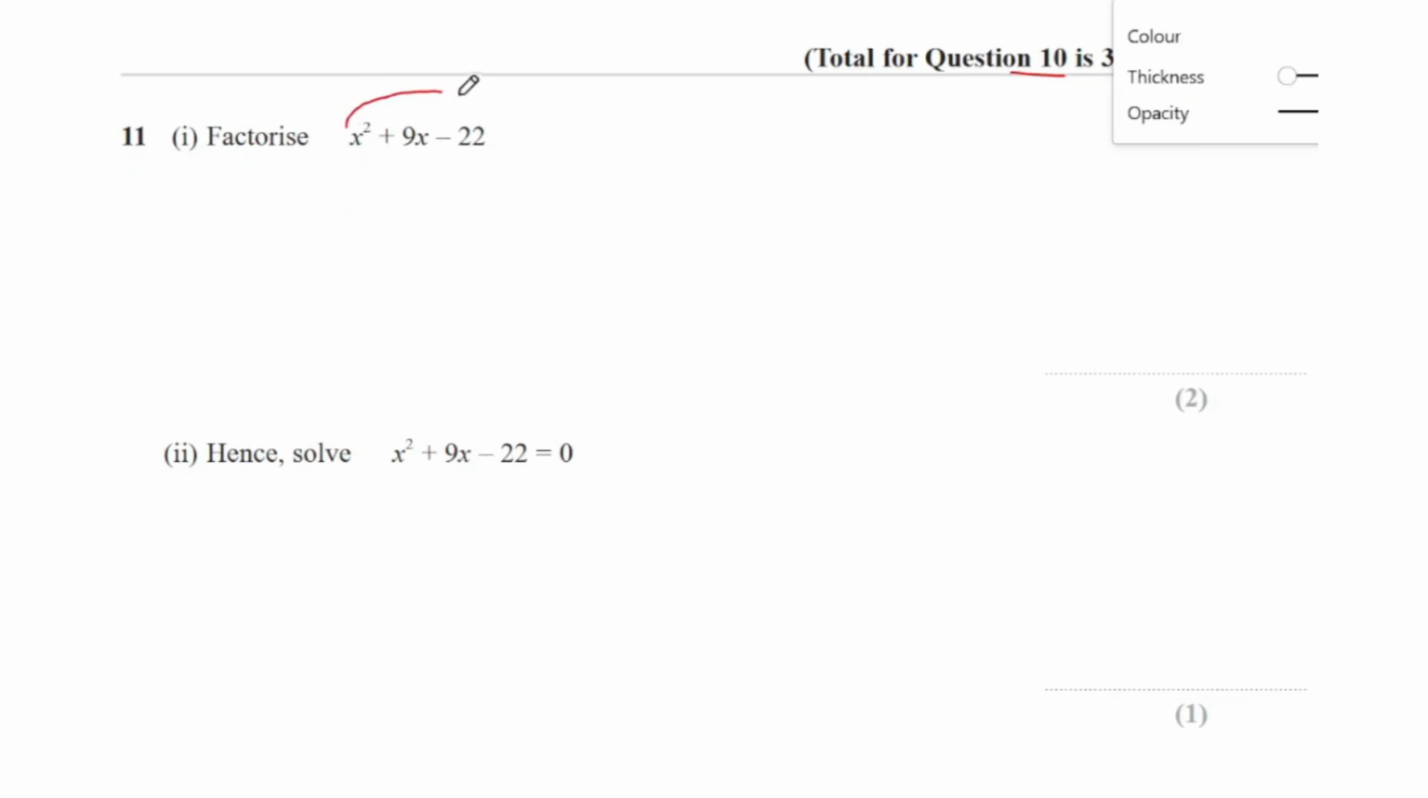If we multiply these two numbers, what is our product? It is minus 22x squared. What is our sum? It is the middle number, equal to 9x. Now we're going to find the factors of 22. So 1 times 22, 2 times 11, and 11 take away 2 is 9. So we're going to use 11 minus 2, and 11 minus 2 is 9. That gives us minus 22.